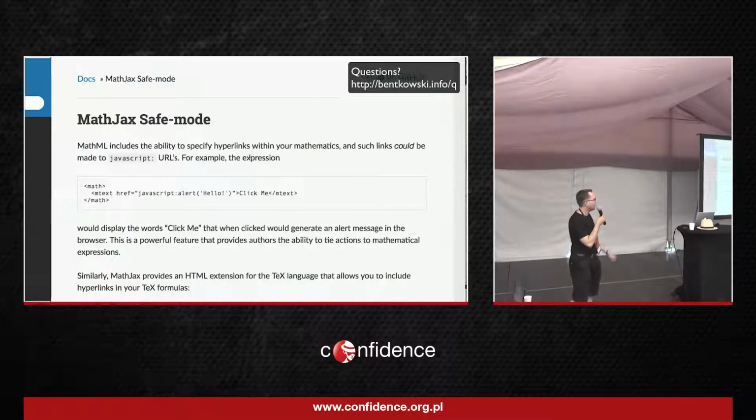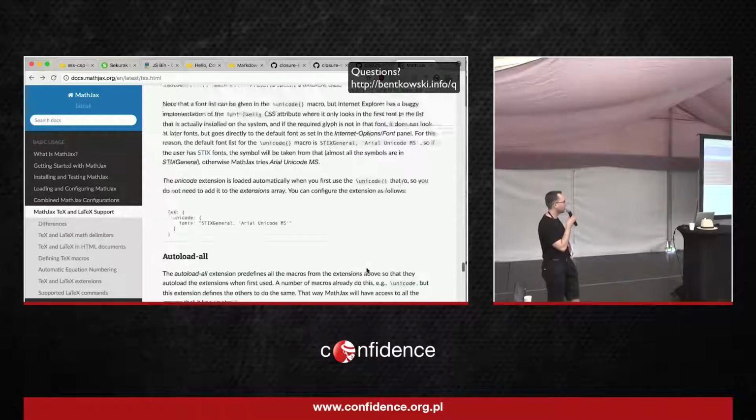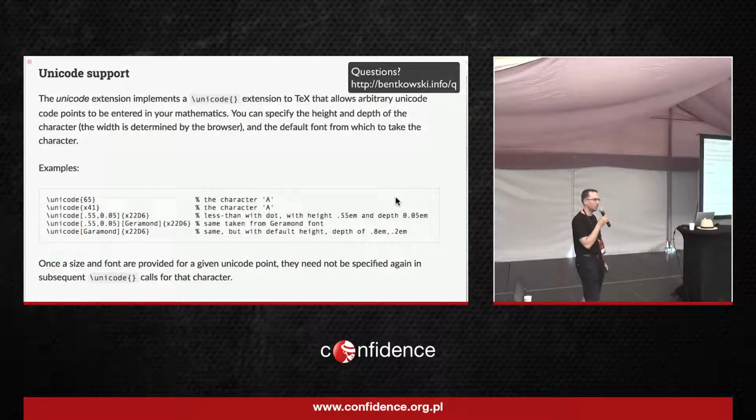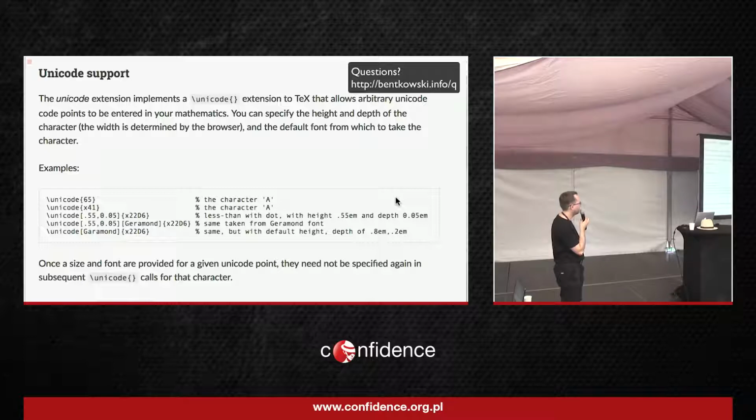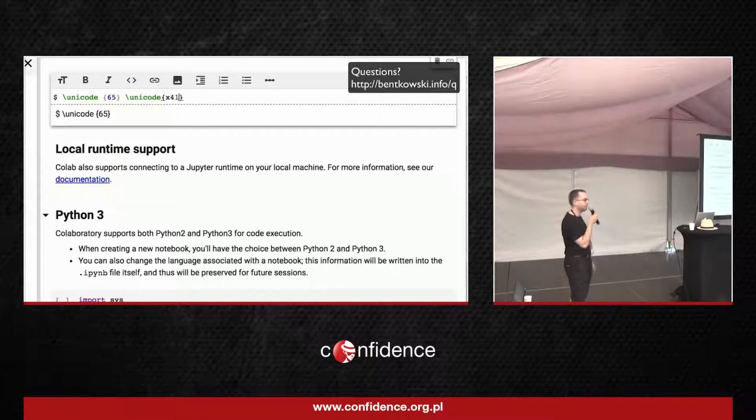But I just went back to the documentation, and I tried any non-standard LaTeX macro. And then I noticed a macro called Unicode. It is a very simple macro. You can just use the Unicode code point of a character, either in decimal or in hexadecimal. So let's have a look at how it works. I use the Unicode of 65 and then Unicode x41.